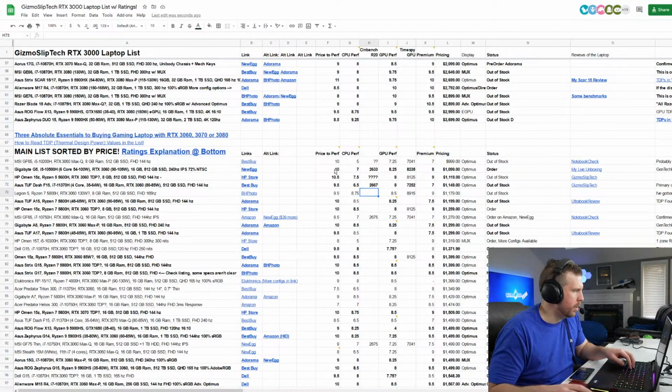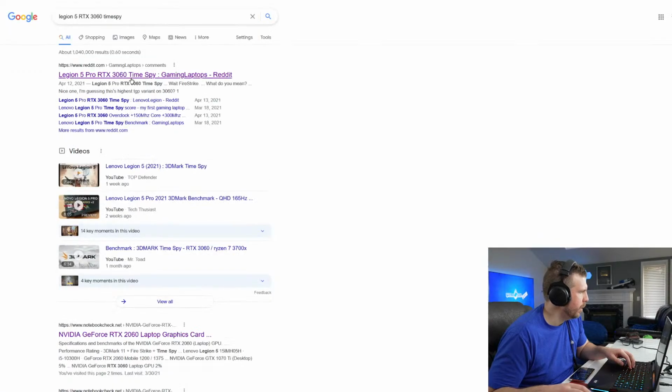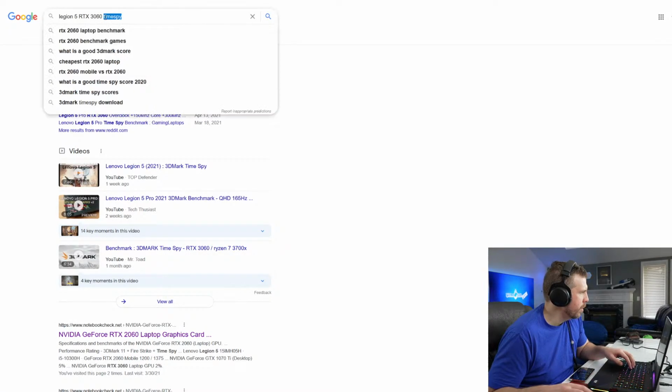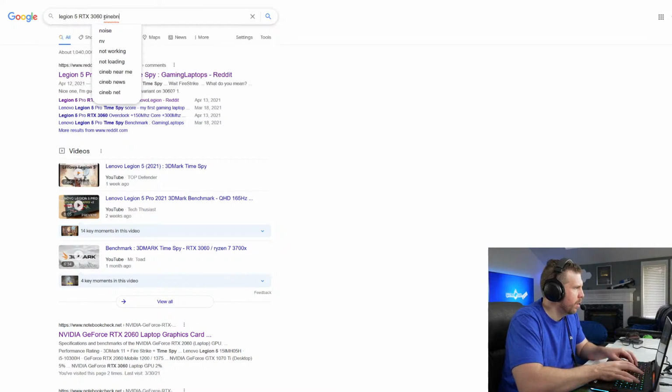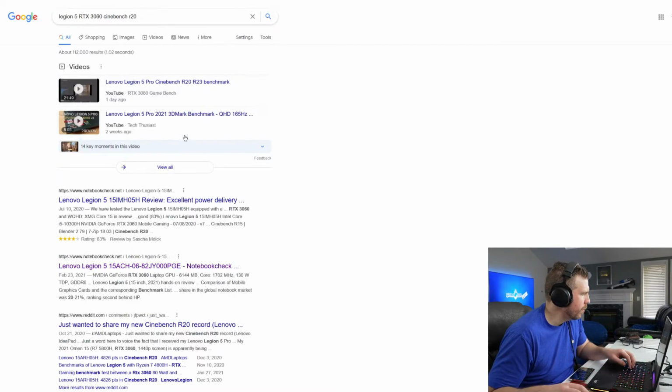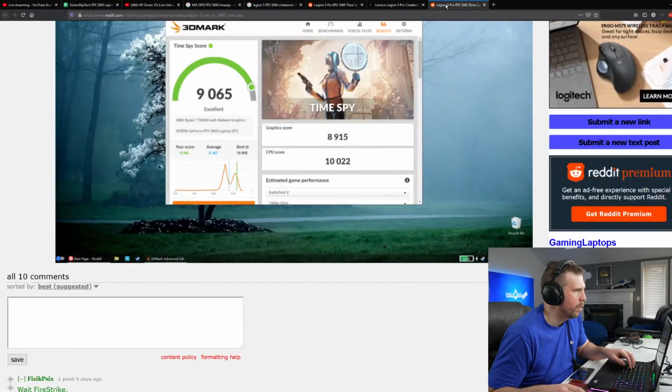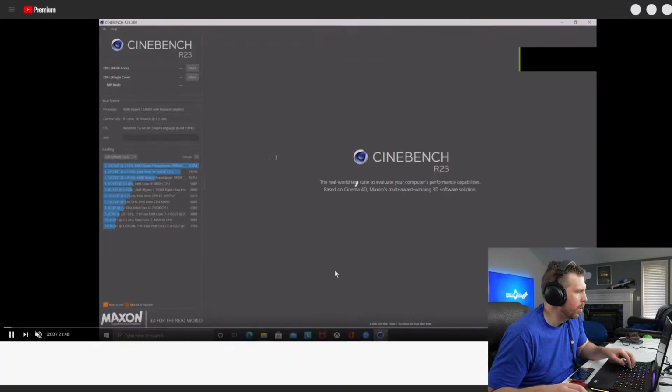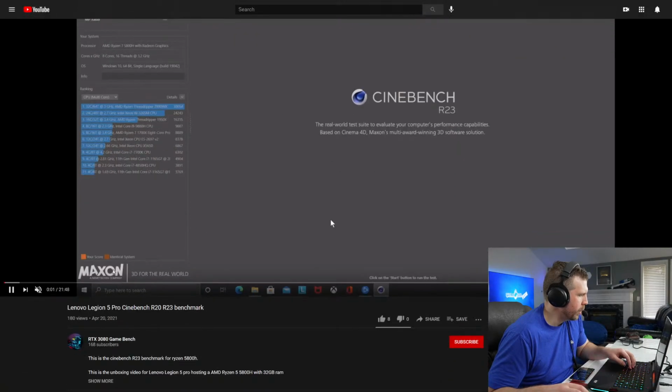And now we need to get the Cinebench score for that as well. I suppose we could. Ooh. Very nice. So here's R23. That's not what we need.